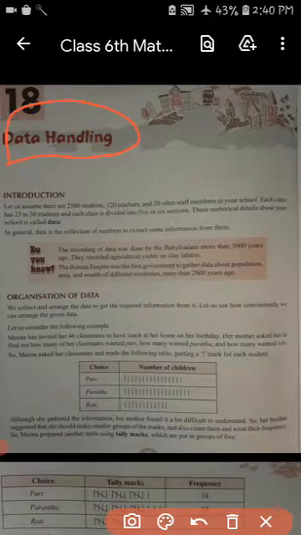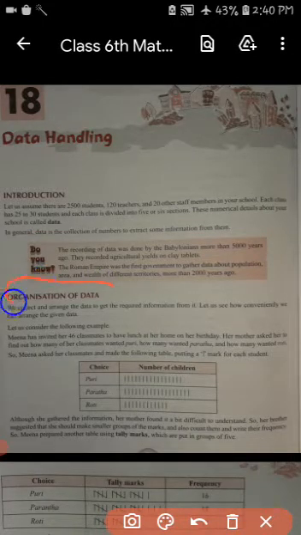Chapter 18, data handling. Now, introduction. Let us assume there are 2500 students, 120 teachers and 20 other staff in your school. Each class has 25 to 30 students and each class is divided into 5 or 6 sections. This numerical detail about your school is called data.